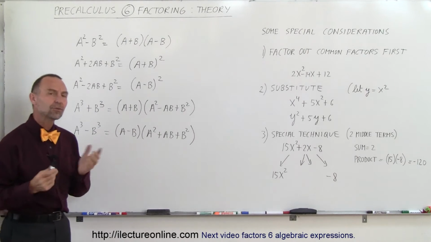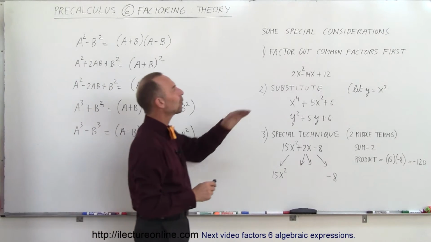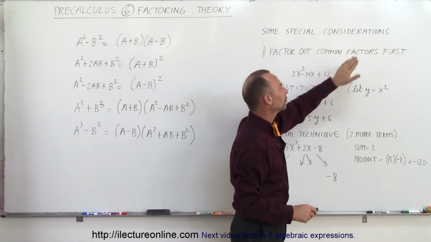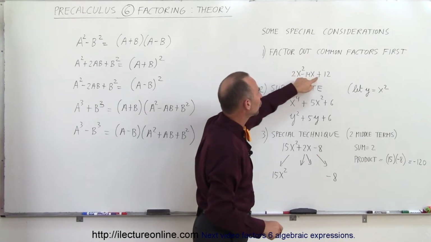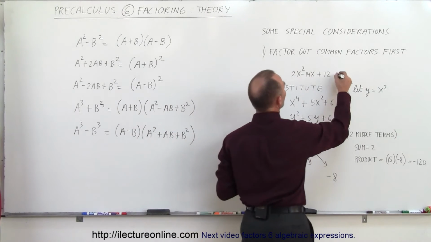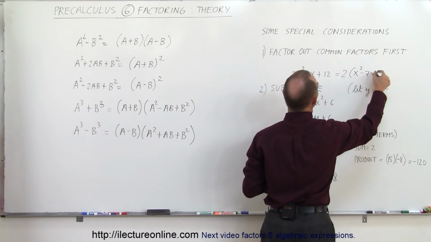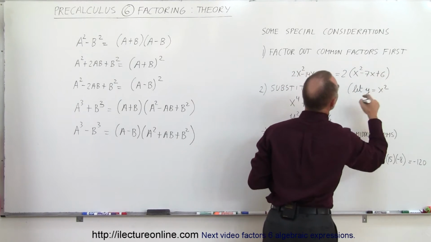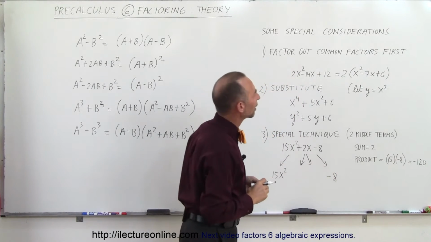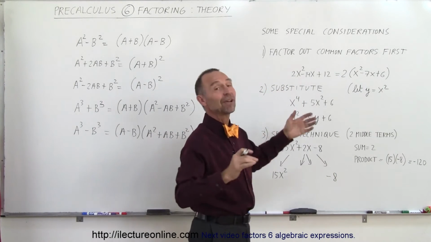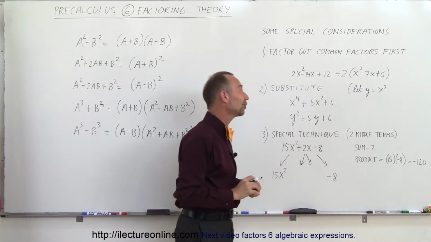And then you'll run into some special cases. For example, sometimes you want to factor out a common factor first. So in this case, you can see that 2 is a common factor. So this can be written as 2 times x squared minus 7x plus 6 remaining. And let's see if that is factorable. It turns out, that's not even factorable. So at least that's as far as you can go.